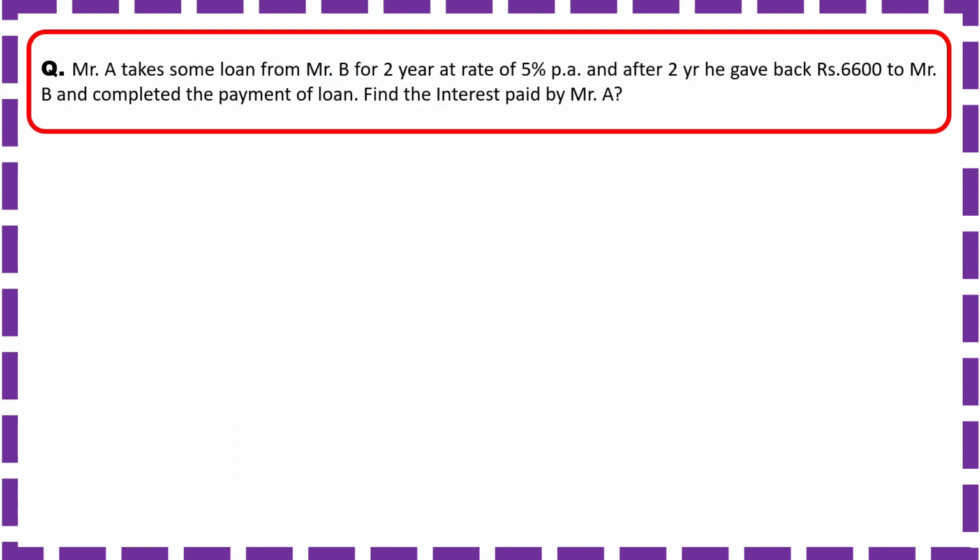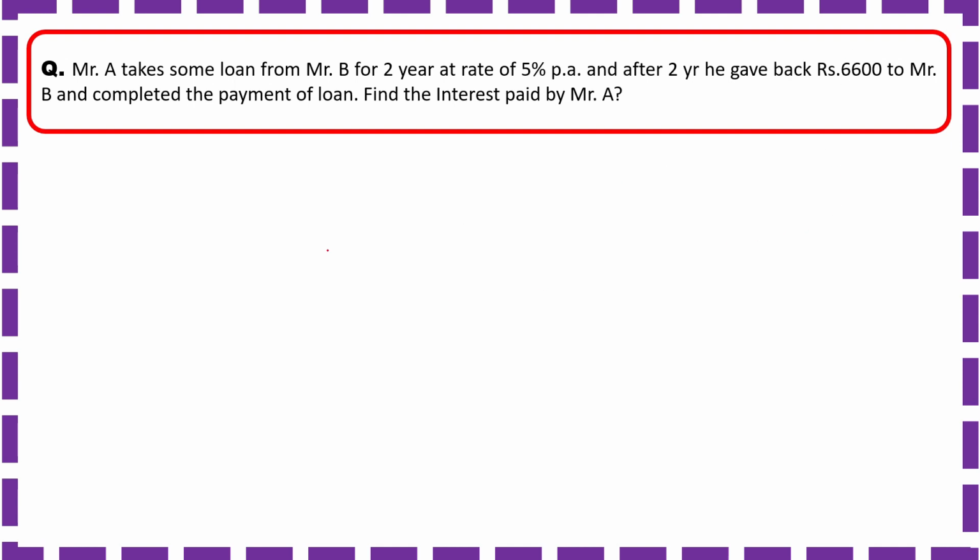Mr. A takes some loan from Mr. B for 2 years at rate of 5% per annum, and after 2 years he gave back, okay, he gives back rupees 6,600 to Mr. B and completes the payment of loan. Find the interest paid by Mr. A. Okay. So here he gave back 6,600.